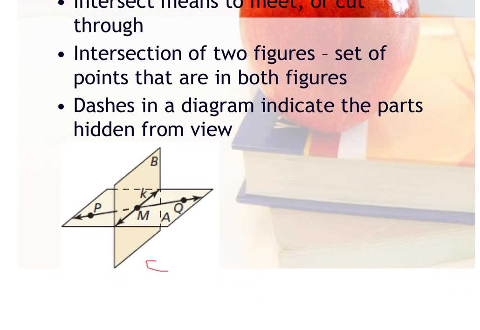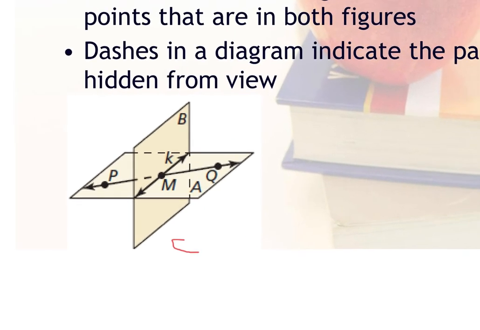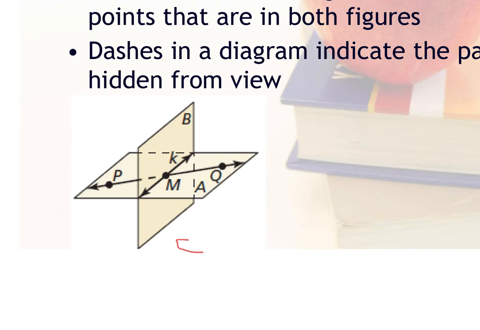Okay, so this is an example of two planes that are intersecting. Their intersection becomes this line, which is line K. Also, when two lines intersect, for example, line PQ and line K, they intersect at a point. This is point M. All right, now let's go ahead and do some examples.